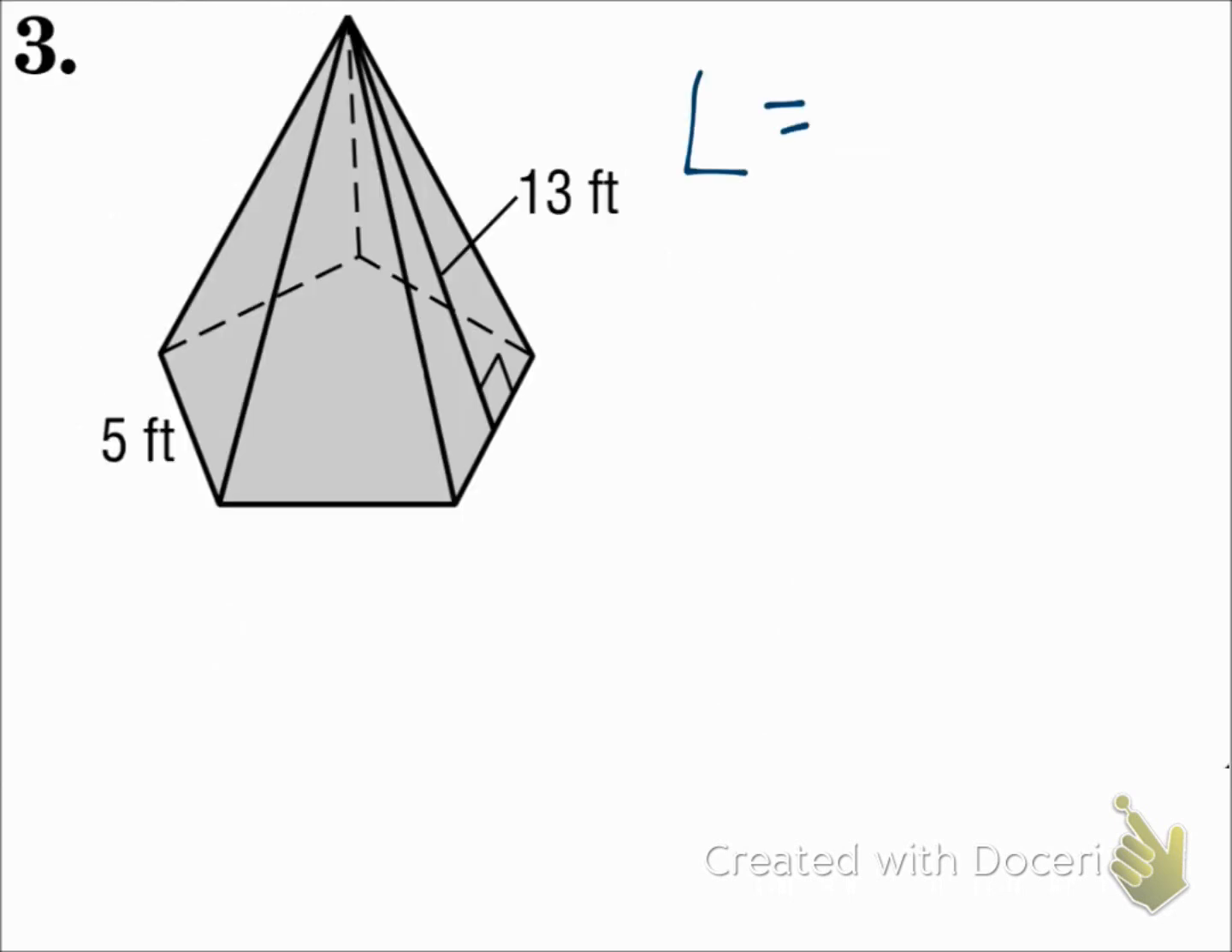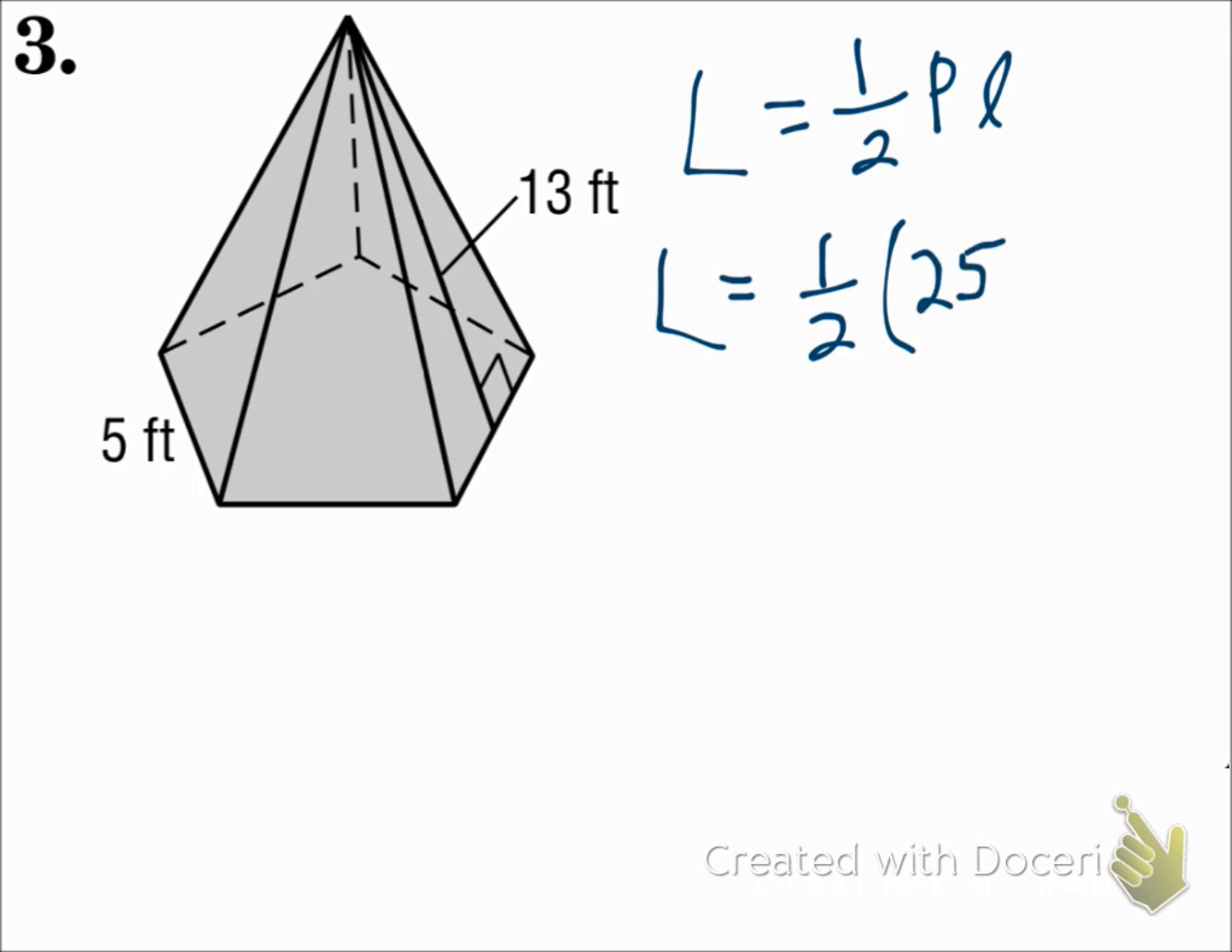For the lateral area of a pyramid, the formula is half the perimeter times the slant height. For this one, the base is a pentagon. One side of it is 5 feet, which means the perimeter, if you count all 5 sides, will be a total of 25 for the perimeter of the base. And the slant height is the distance from the center of a side of the base up to the vertex. And that we know, and that'll be 13.